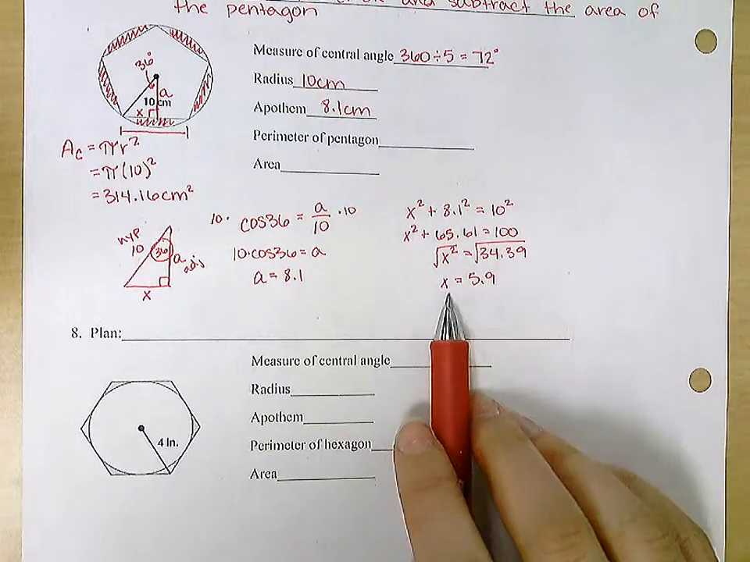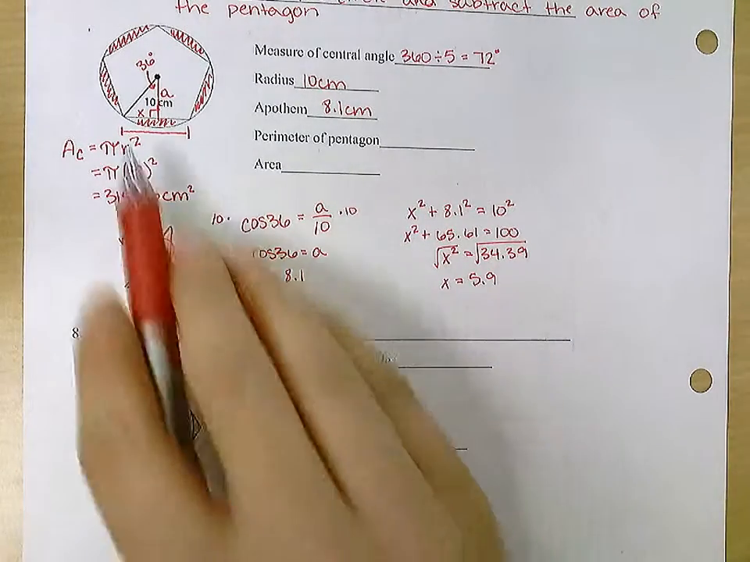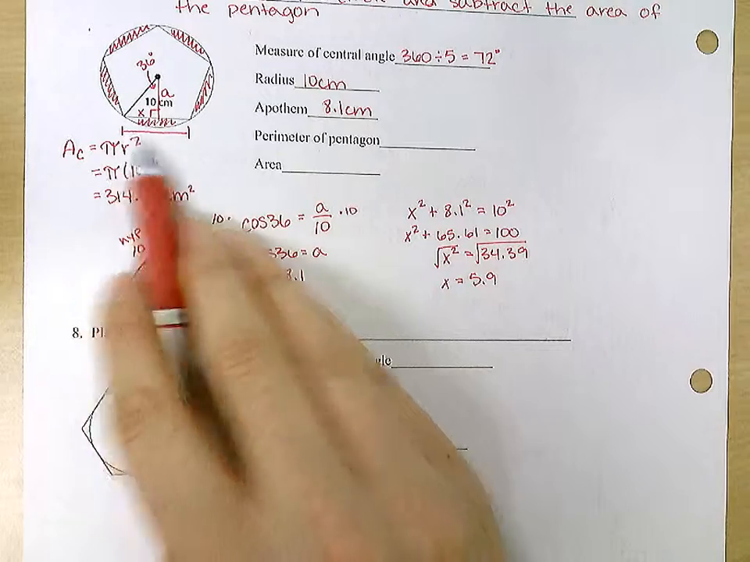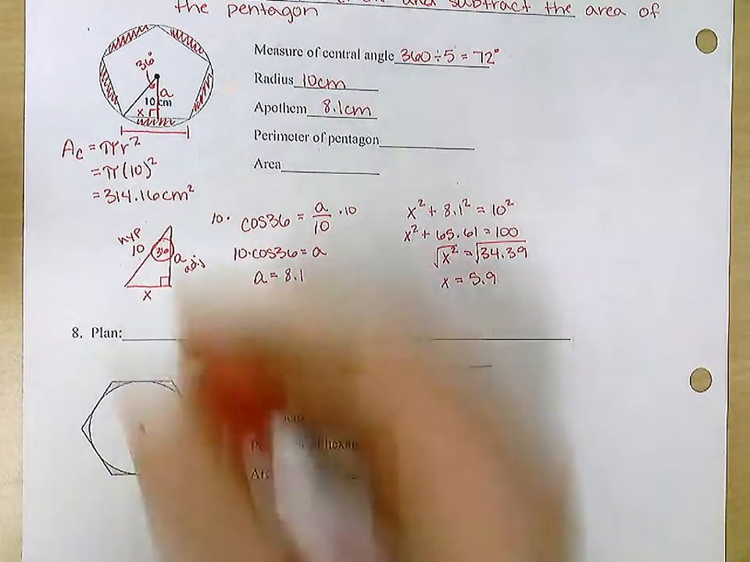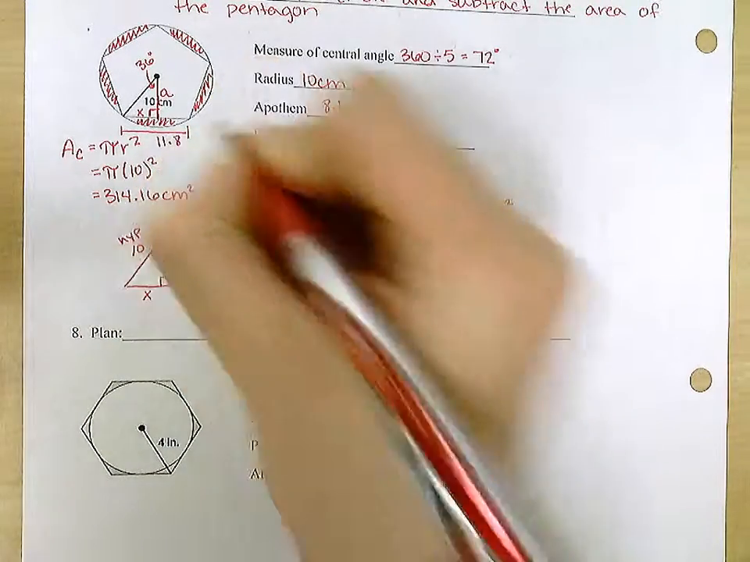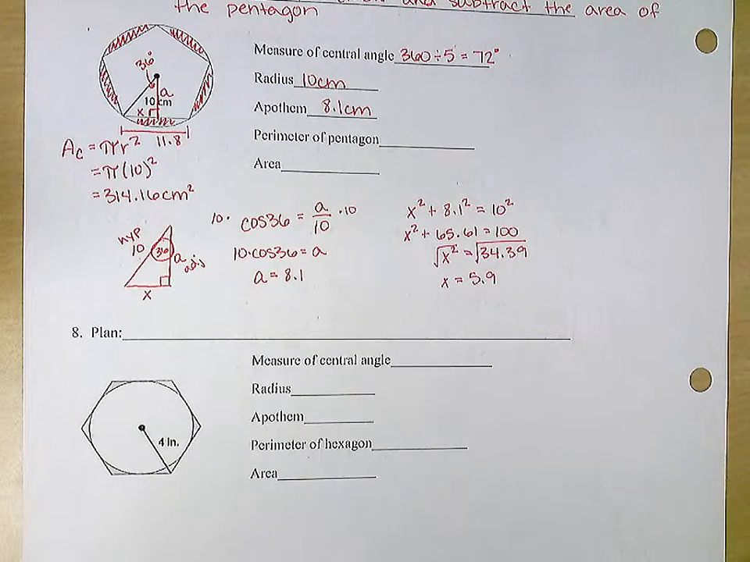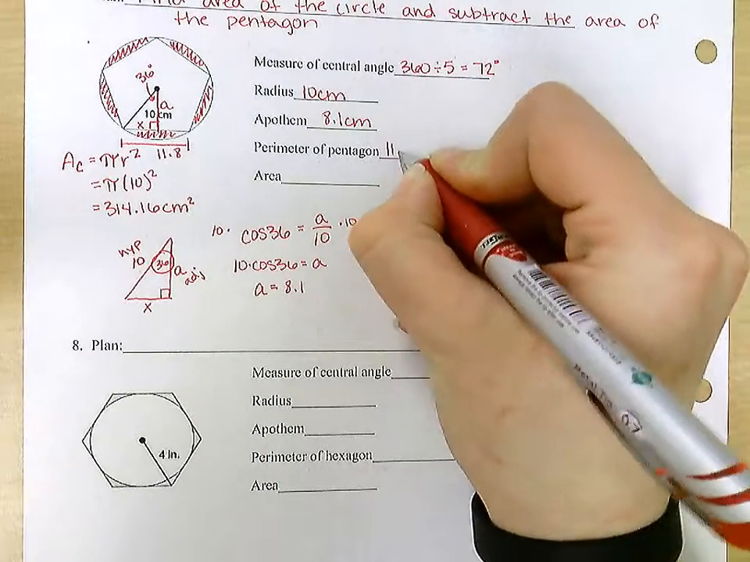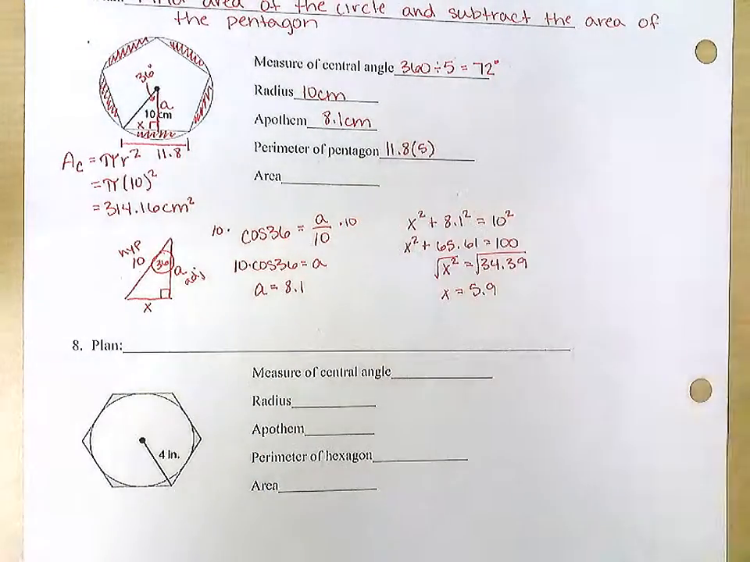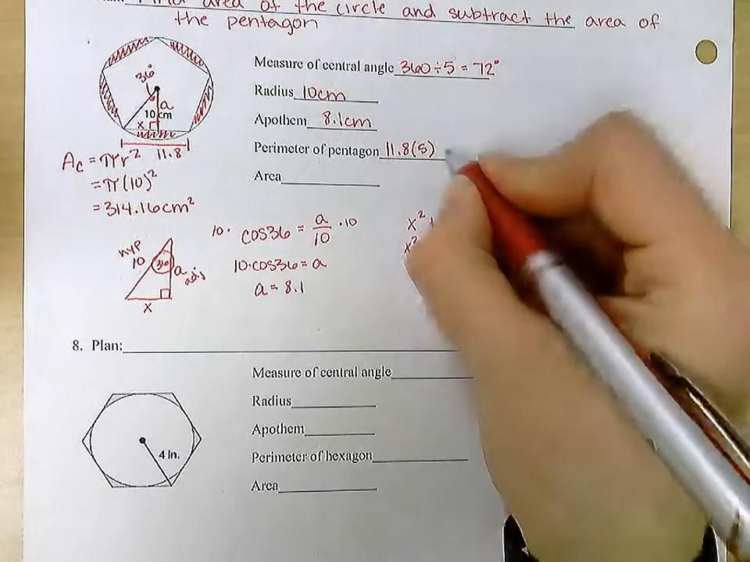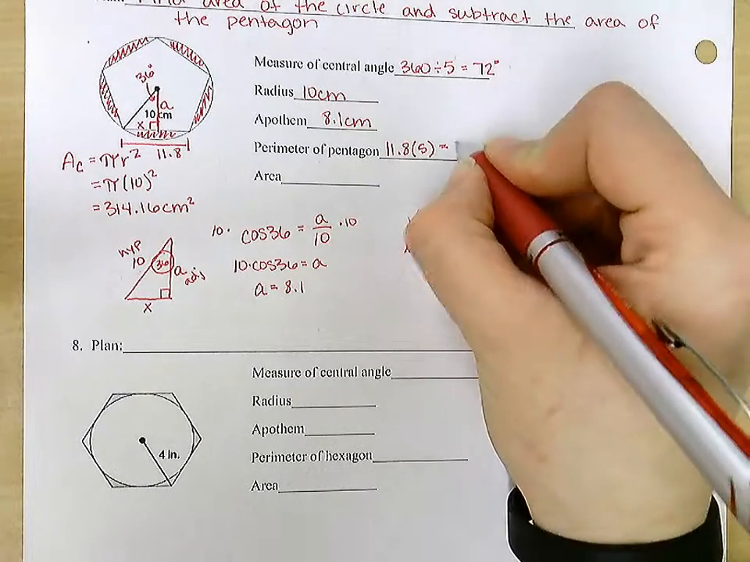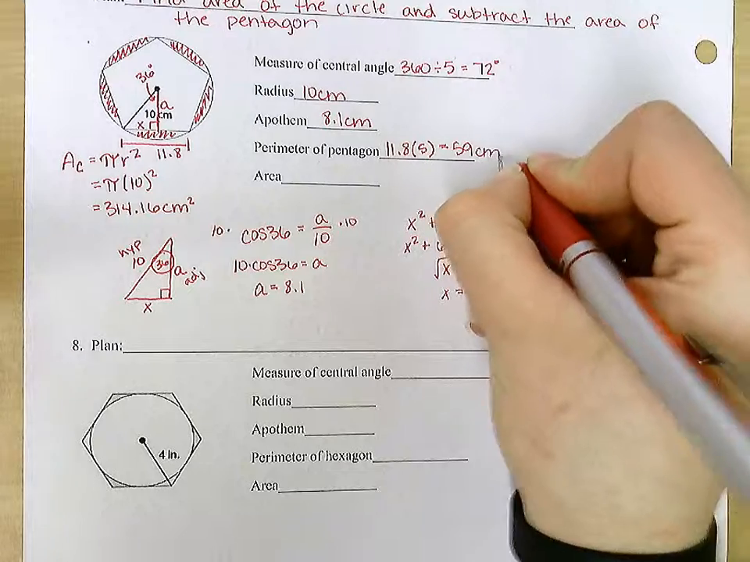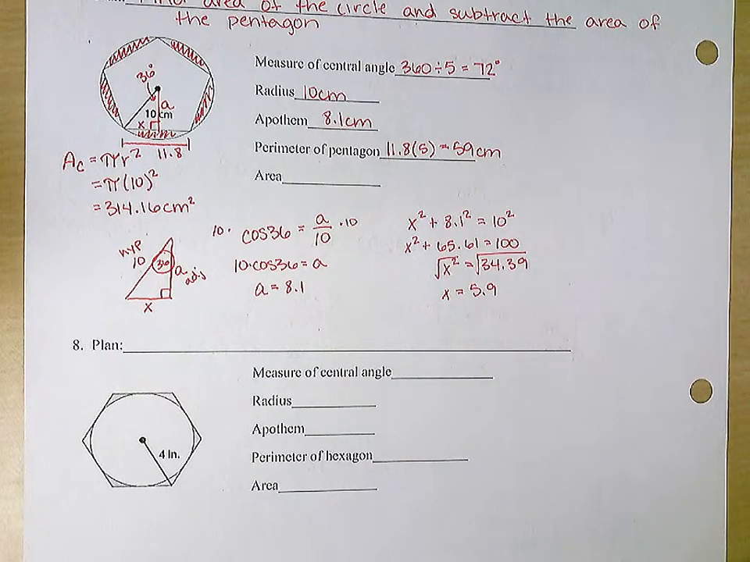So I'm given just this side of this right triangle, so I need to multiply it by 2 to get the entire side length. That is 11.8. So then to find the perimeter of this pentagon, I would take 11.8 and multiply by how many sides there are. It's 59 centimeters.